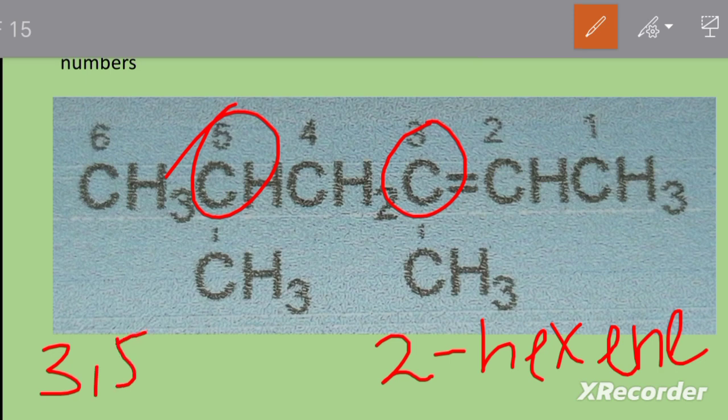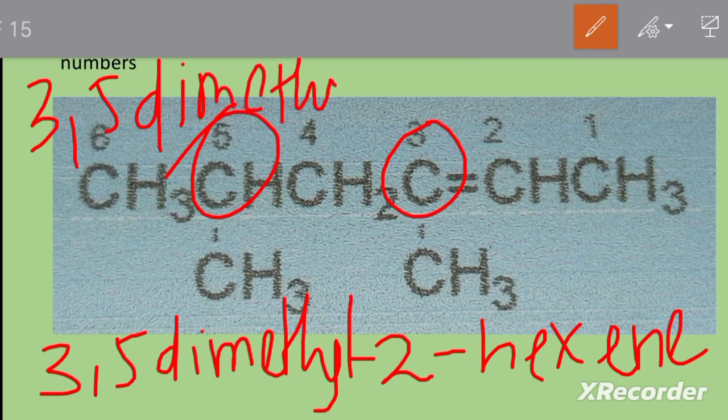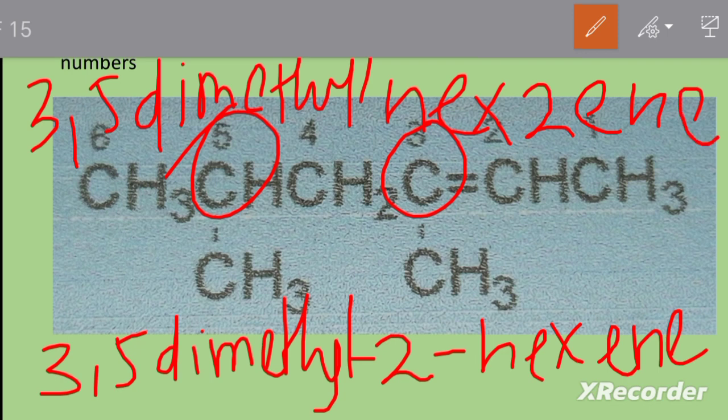So, 3,5-dimethyl-2-hexene. We can write these kinds of compounds in another way also, like this: 3,5-dimethylhex-2-ene. We can write the name of this compound in this way also: hex-2-ene. Likewise, we can write in that method also.